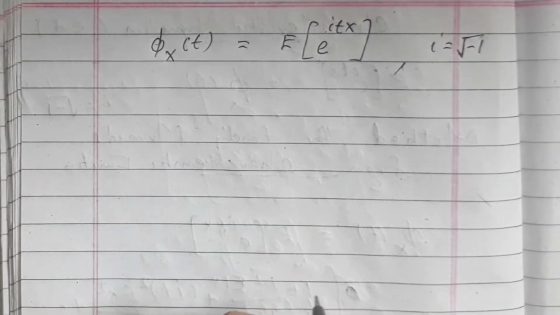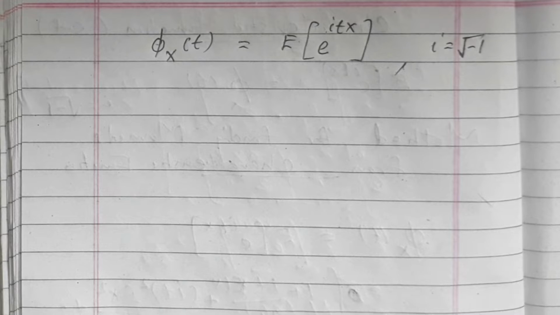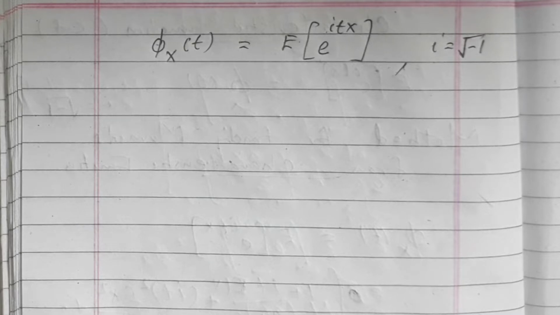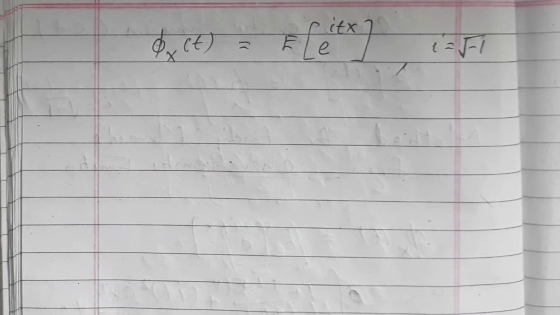Next, if x is a discrete random variable, phi x of t is equal to summation over x e raised to I tx p of x. If it's a continuous random variable, phi x of t is equal to integral e raised to I tx f of x dx. Okay. Then how do we find moments from this characteristic function?